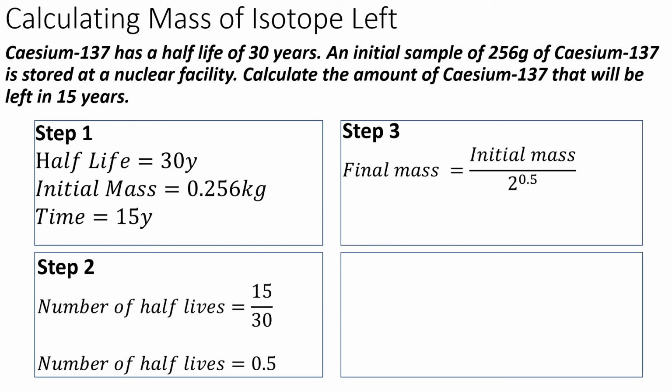So the final mass equals the initial mass divided by 2 to the power of the number of half-lives. Well, the number of half-lives is 0.5. So what we can do is we can take 256 divided by 2 to the power of 0.5, and that gives us 0.181 kilograms. Sorry, that 256 was in grams, so it's 0.256 divided by 2 to the power of 0.5.